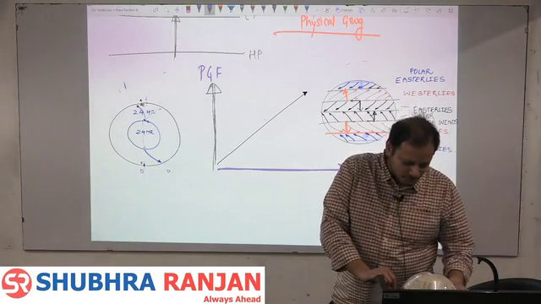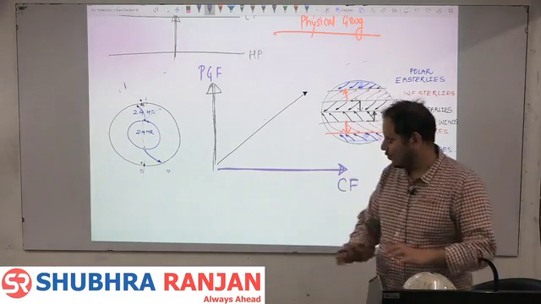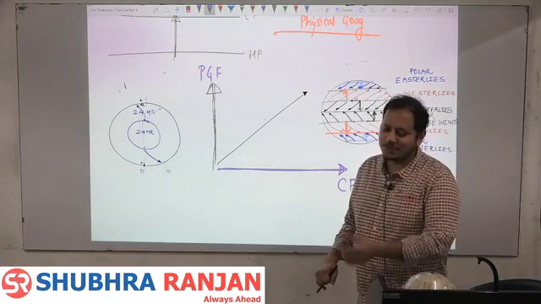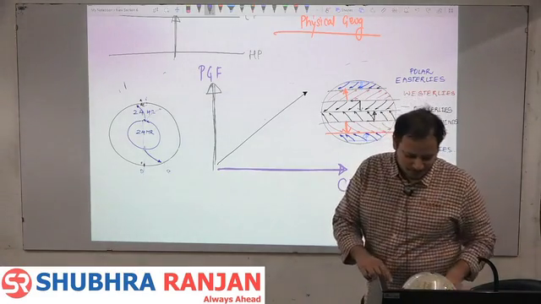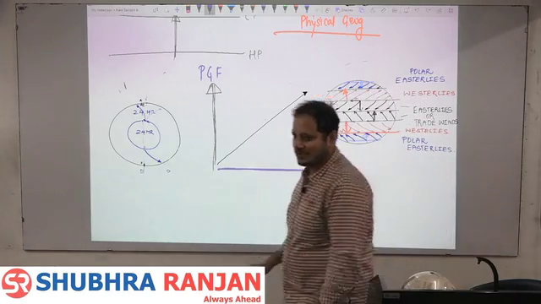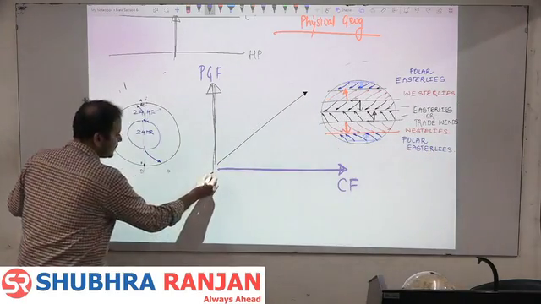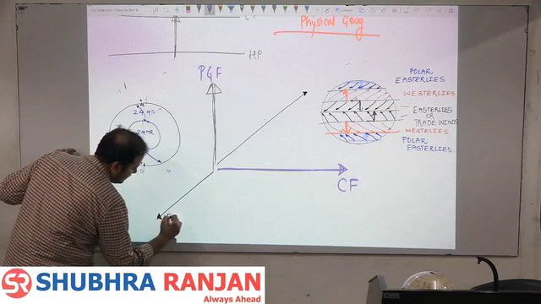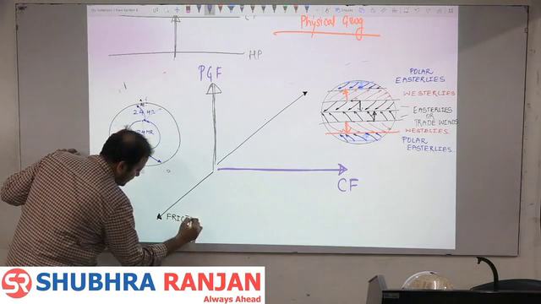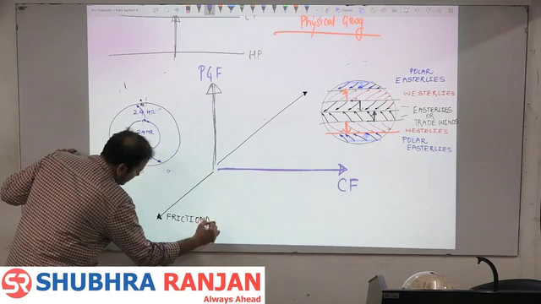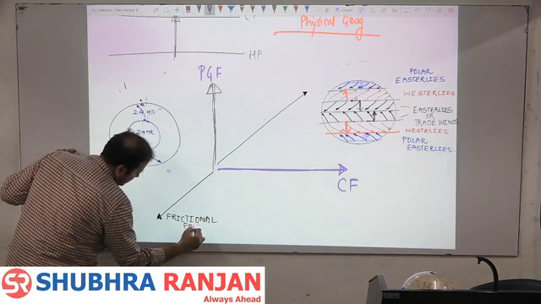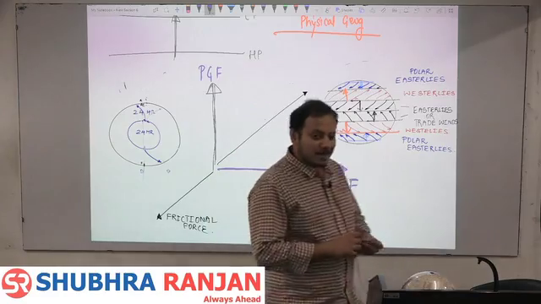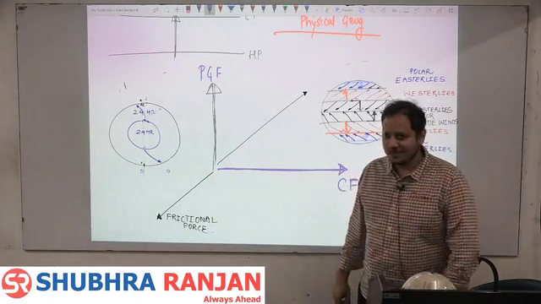Fine. So there are two forces. Have you understood the two forces? Pressure gradient force and Coriolis force. But this is not the only force. There is one more force, which acts only on the surface winds.